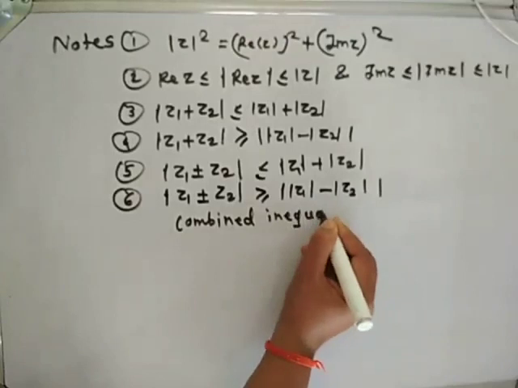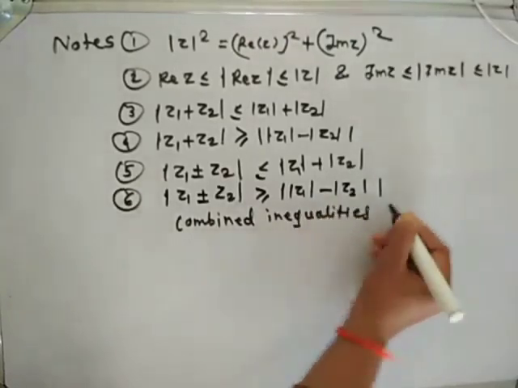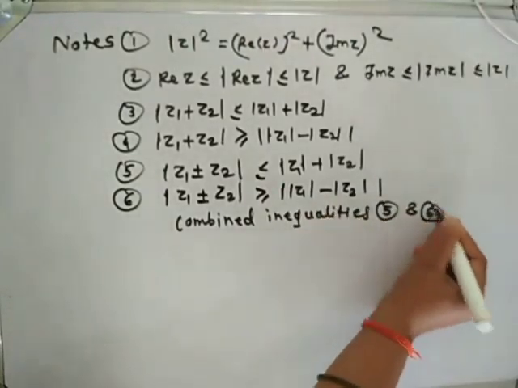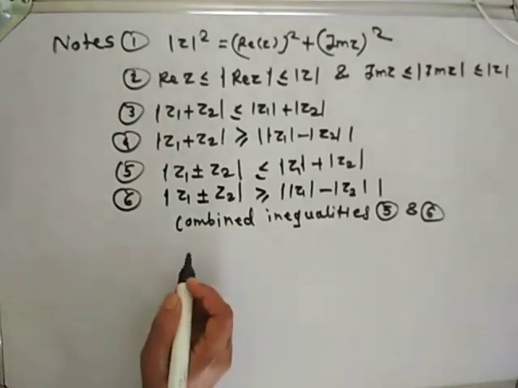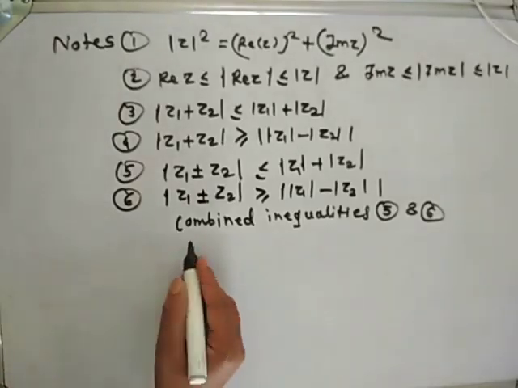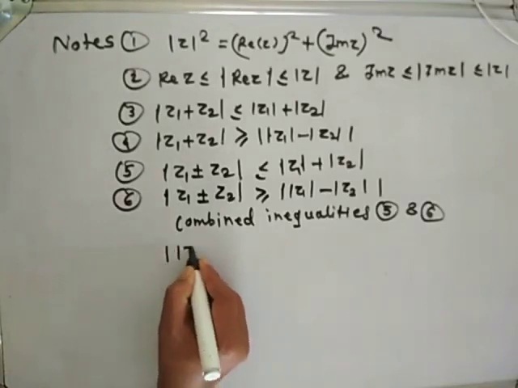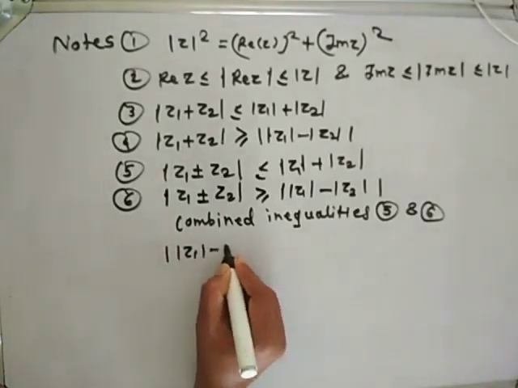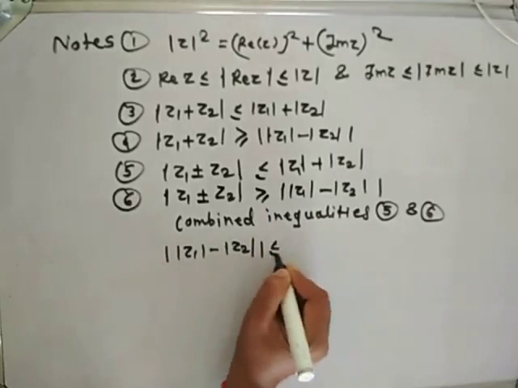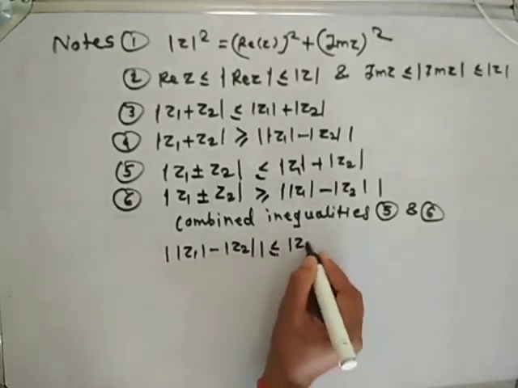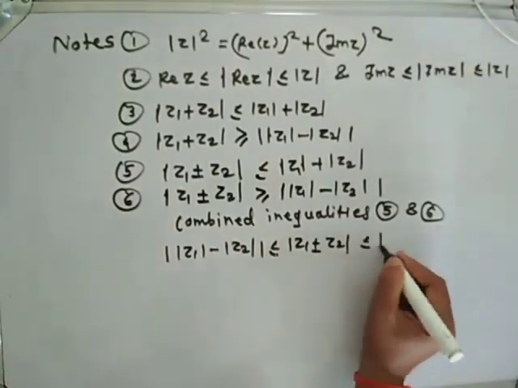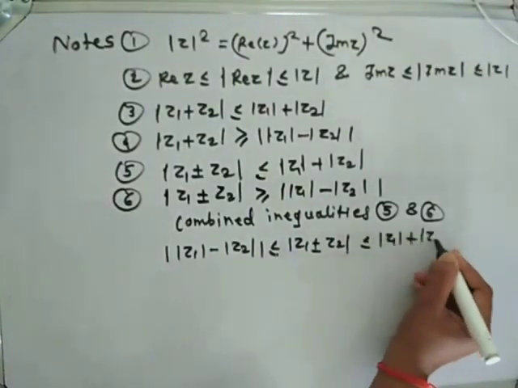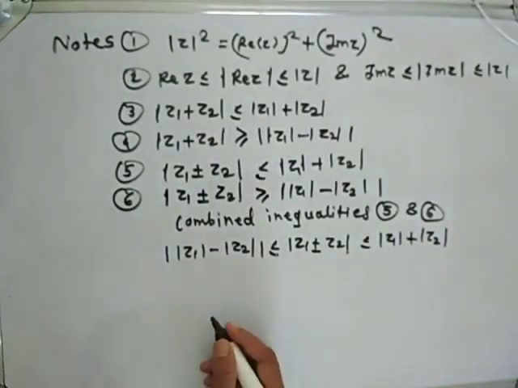Combined inequalities 5 and 6. If we combine inequalities 5 and 6, we will get modulus of mod z1 minus mod z2 is less than or equal to mod of z1 plus or minus z2, which is less than or equal to mod z1 plus mod z2.